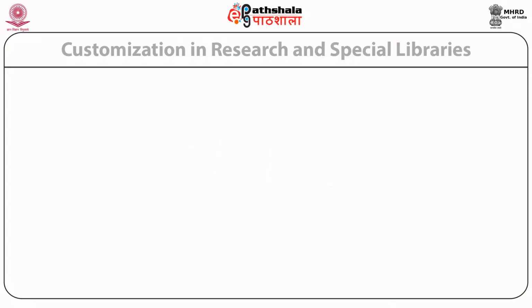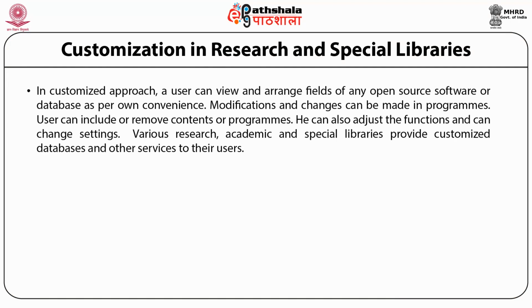A customization process can be done at data migration and post migration level. Customization in research and special libraries. In a customized approach, a user can view and arrange fields of any open source software or databases as per own convenience. Modifications and changes can be made in programs. User can include or remove contents or programs. He can also adjust the functions and can change settings.